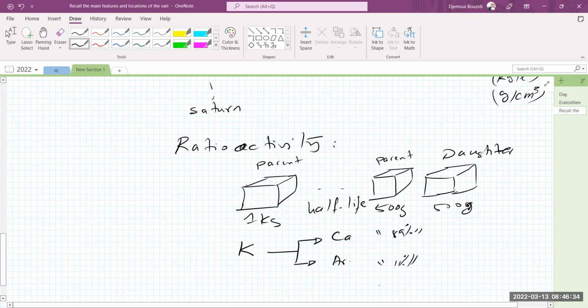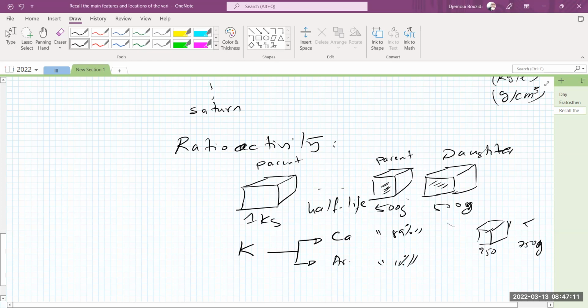So the point being in here is, if I can measure how much the ratio of this parent is left versus how much the daughter is left, I can tell how long this material has existed before it went through this process, because this process is not terminated in here. Again, this parent is going to, after another half-life, be only 250 grams left from it. And now 3/4 of a kilogram, or 750, is going to be the daughter.